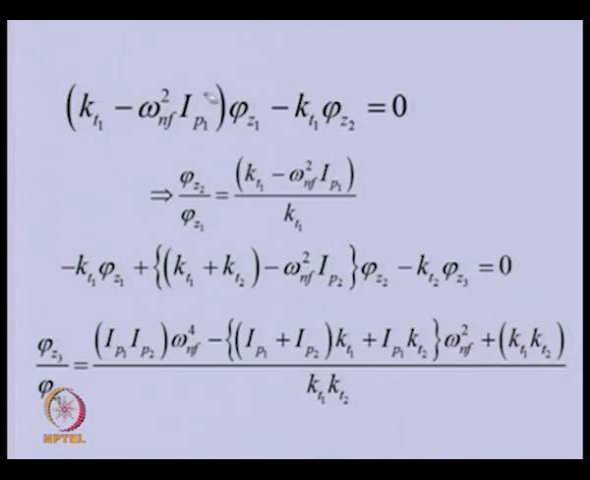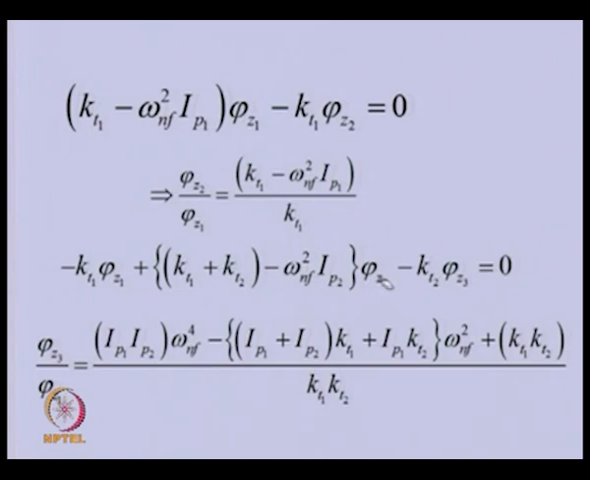So this is the first equation, and from this you can see that we can obtain the ratio between two angular displacements, like the displacement of disk 2 divided by the displacement of disk 1, in terms of various stiffnesses, mass moments of inertia and the natural frequency of the system. Similarly, from the second equation of that matrix equation, we will get this expression, and from here you can see that we can obtain the ratio of displacement 3 with respect to 1.